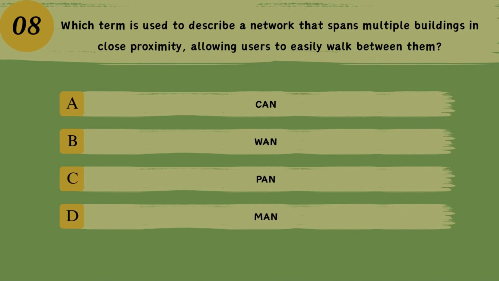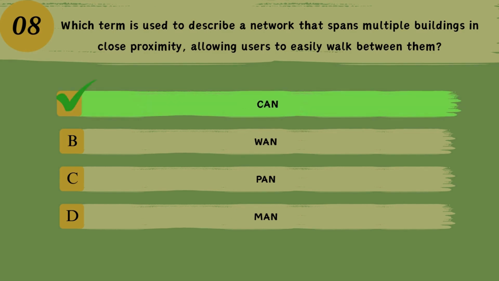Question 8. Which term is used to describe a network that spans multiple buildings in close proximity, allowing users to easily walk between them? A. CAN. B. BUAN. C. PAN. D. MAN.